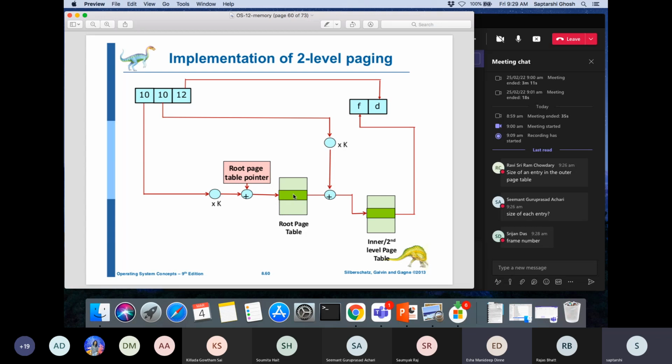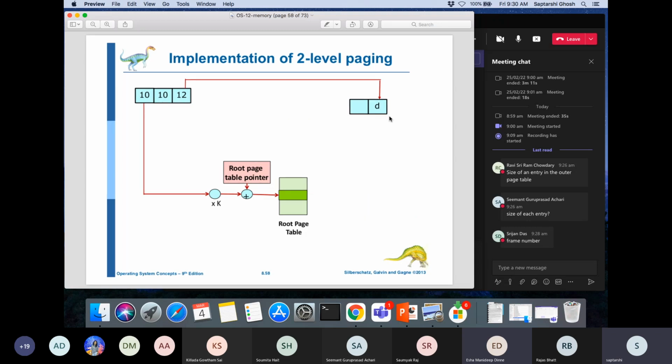Now that root page table entry gives us the starting address of the next page that we need to access. This is a page of the inner page table. And we use the second part of the address, here 10, as an offset into that page of the inner page table. Now that entry of the inner page table gives us the starting address of that page or frame where the data is located. And then we will use the third part of this logical address as an offset into that page. Okay. So this is the scheme of hierarchical page tables. Now, if you have any questions, tell me.